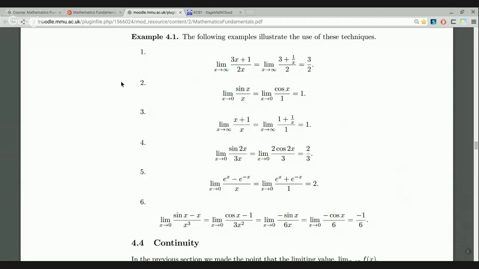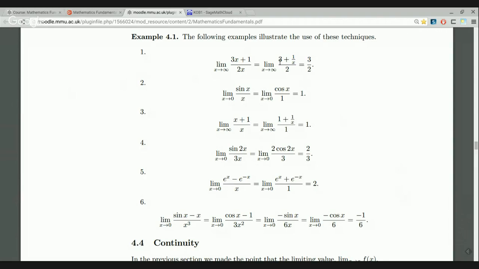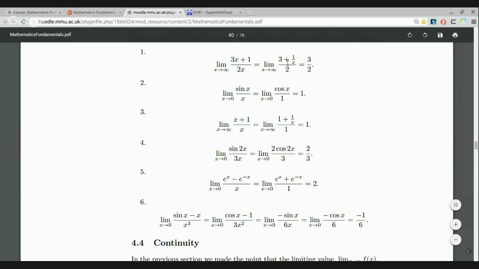So we can divide above and below by the quantity x here. So we're not changing the quotient, we're changing the way the quotient is represented. So now it's represented as (3 plus 1 over x) divided by 2. And it is easy to see that we can apply the algebra limits theorem to that to work out its limiting behavior. The 3 and the 2 are just fixed constants, and 1 over x converges to 0. So in the limit, as x tends to infinity, (3 plus 1 over x) divided by 2 will converge to 3 over 2.